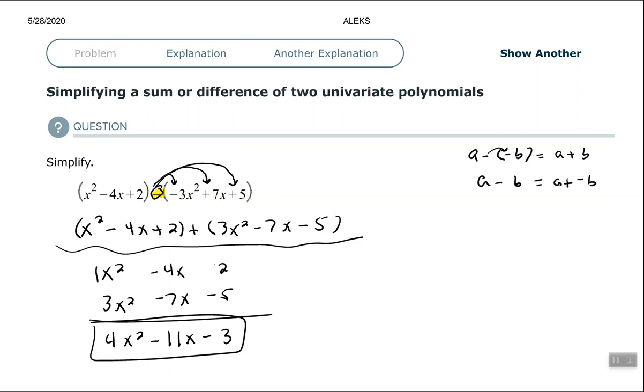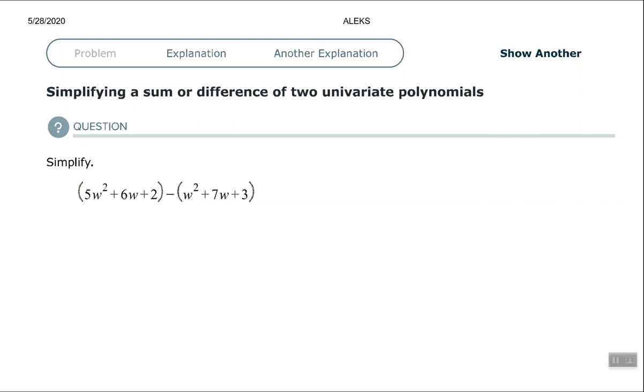Okay, let's try another one. All right, so this one we have 5w squared plus 6w plus 2 minus w squared plus 7w plus 3. So again, I have that subtraction. I'm subtracting a polynomial. So anytime I see a minus or a negative in front of a set of parentheses like that, where I have a polynomial in the parentheses, then I need to change those signs. So I'm going to rewrite this. And again, I'm taking this, multiplying times each one of those, which simply changes those signs.